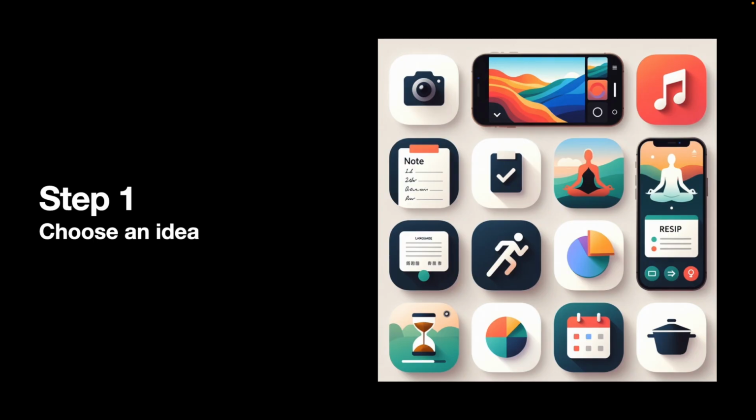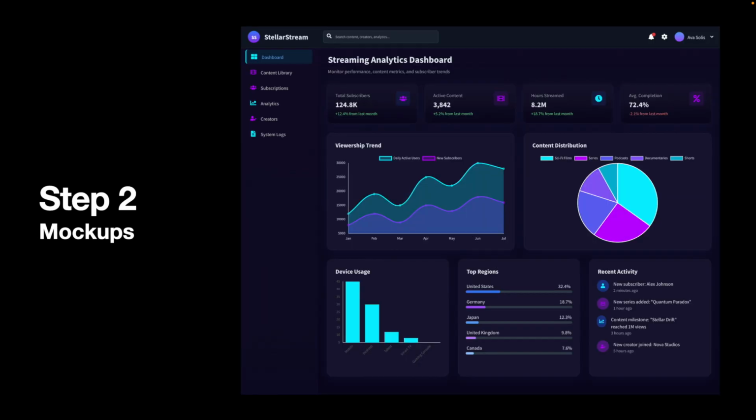Step one is to choose an idea. Now, of course, it's totally up to you what idea you choose, but AI can help you come up with ideas, or you probably, if you're watching this video, already have ideas for apps. But once you have your idea, you can move on to step number two, which is to build some mockups.